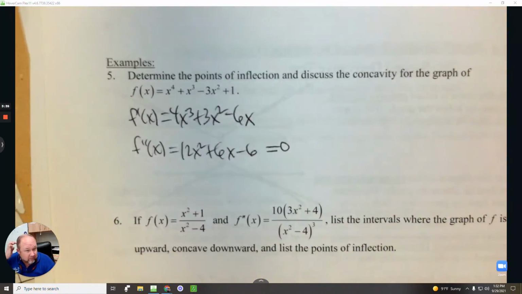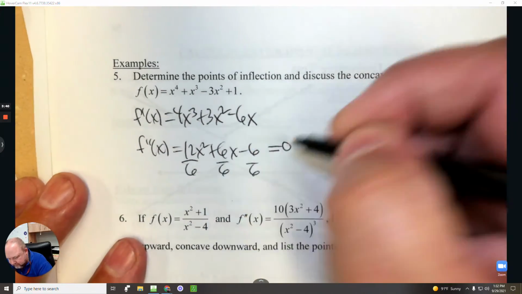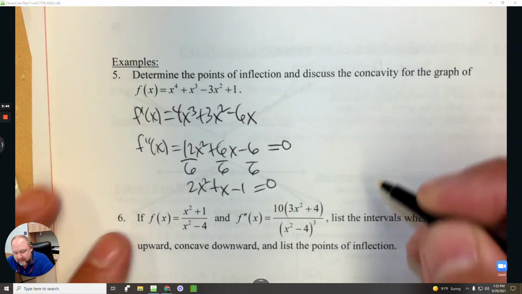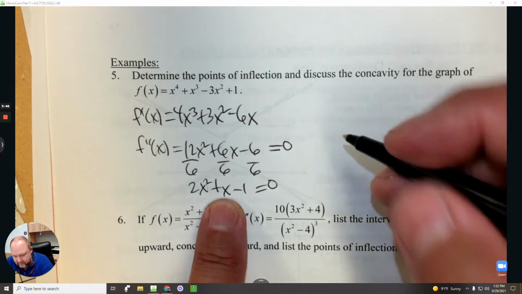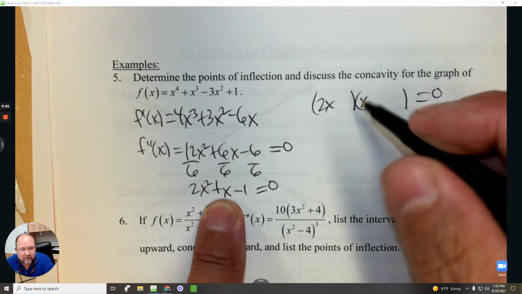And then you're going to make it equal to 0 and solve it. So it's probably smart to reduce it down first. So that's 2x squared plus x minus 1. And then we need the skill to know how to factor this. So if I factor this, I'm going to just guess and check.